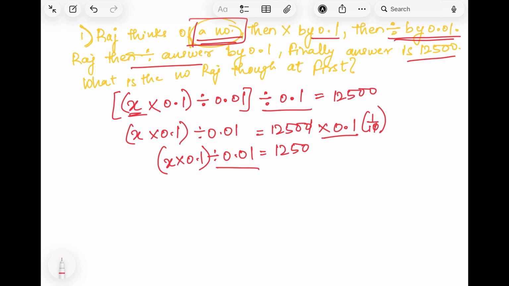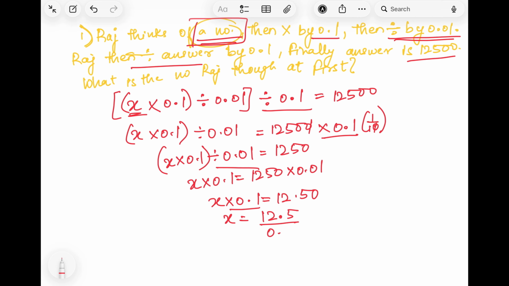Again we are dividing by 0.01. That means this division goes there and becomes multiplication. So x into 0.1 will be 1250 multiplied by 0.01. Multiplied by 0.01, that means we will divide by 100, right? So when you divide 1250 by 100, you get 12.50. Now the last step: 0.1 is in multiplication, so we will write that in division. So x will be 12.5 divided by 0.1. When it is division, we actually multiply. So it is 0.1, so we'll multiply 12.5 by 10. So what do we get?